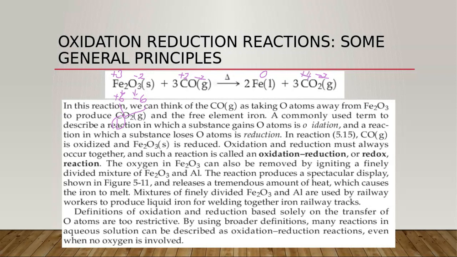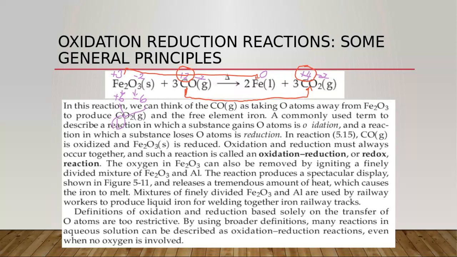And look here, this iron goes from 3+ to 0. That means it is taking 3 electrons, and then reducing. Reduction. And then the carbon atom goes from 2+ to 4+. Here it is giving 2 electrons, and then oxidation. That's it. Is that clear?